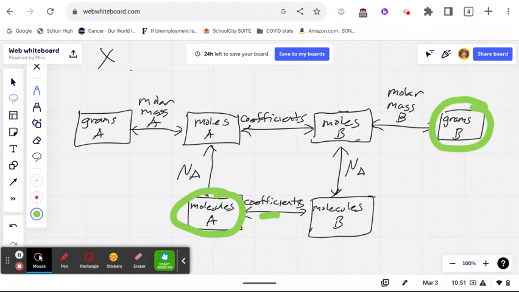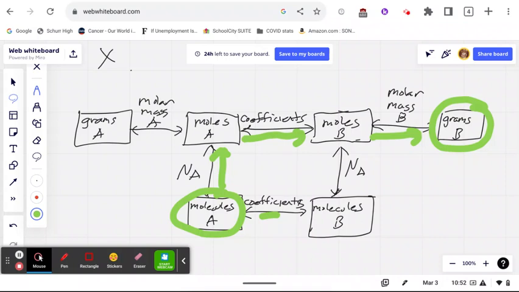And yeah, if you just use the coefficients, you'd get the molecules of B. But you can go ahead and figure out the grams of B once you have molecules, right? So actually, there's more than one way to do these. You can start with molecules. Dividing by Avogadro's number will turn that into moles. Then using the coefficients, you can get how many moles of B there are. Then once you have moles of B, you can multiply by the molar mass. And that would get you your grams of B. And that would answer the question.